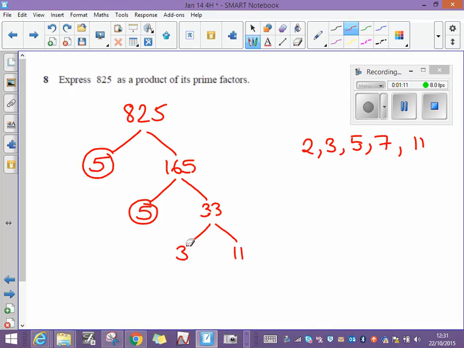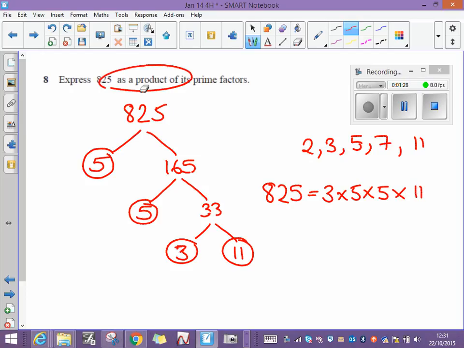Actually 3 is a prime number, and 11 is also a prime number, which means I can write 825 as, I'm going to put these in order, 3 times 5 times 5 times 11. In this case, read the question, it just says a product of its prime factors, so that is absolutely fine. If the question asks for powers of prime factors, we'd need to write it as 3 times 5 squared times 11, but this is perfectly fine.